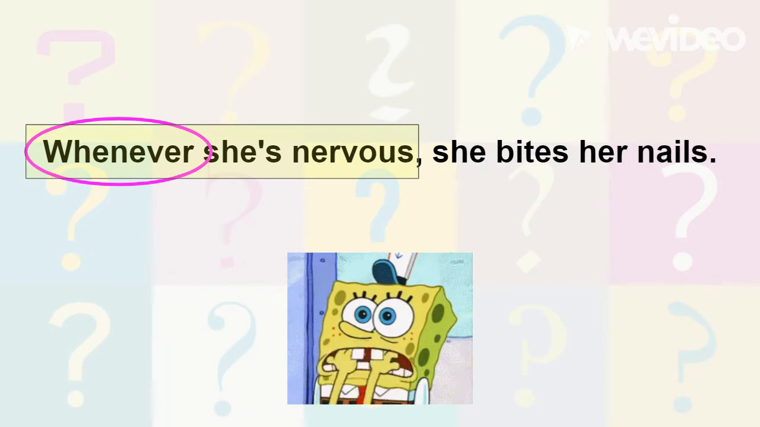Whenever she's nervous. The subordinating conjunction is always going to be the first word of the dependent clause. So here, whenever she's nervous is our dependent clause. Remember, we can test that out by using the phrase, can you believe that? If I say, can you believe that whenever she's nervous, that doesn't make sense. So I know that that is my dependent clause.